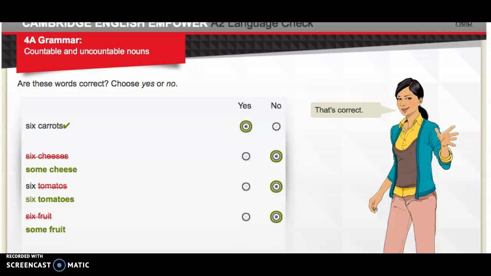That's correct. There is no plural of cheese. We say some cheese. We spell tomatoes with es, and fruit is uncountable, so we say some fruit.